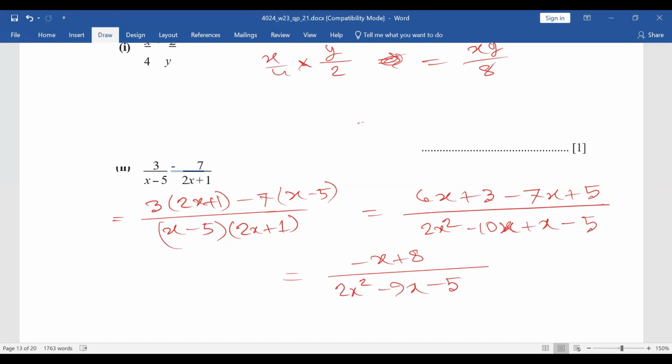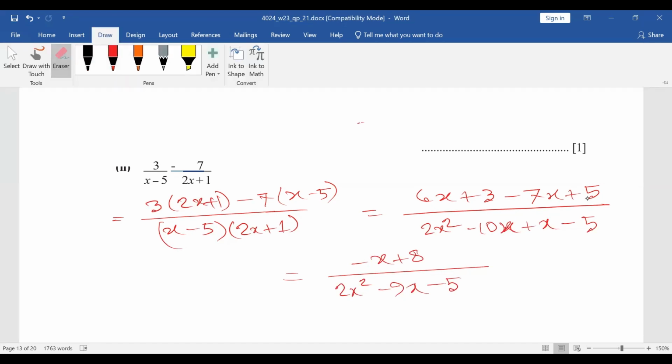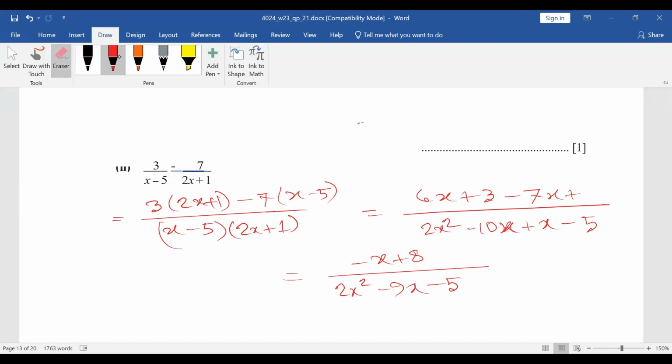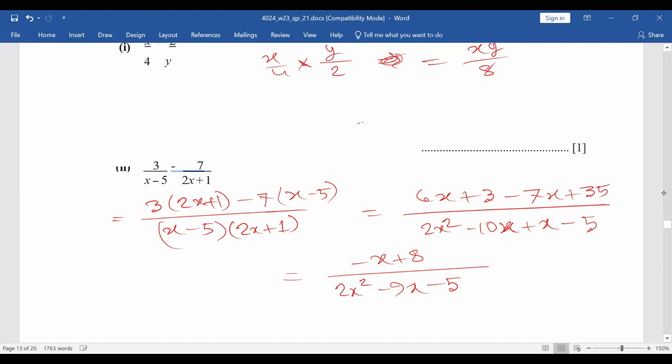Okay. Oh, sorry, there was a mistake. This is not 5. It will be 5 times 7, 35. And 35 plus 3 is not 8. It will be 38. Okay, so the simplest form is minus x plus 38 divided by 2x squared minus 9x minus 5. Hope you understand the question.